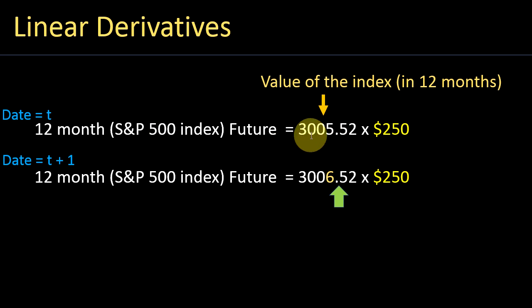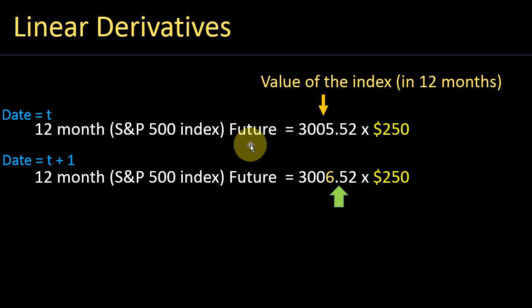Let's assume we have entered into the contract somewhere in January to purchase the 12-month futures index. So that's in December. So the value of the futures contract is simply the value of the index in 12 months' time. Let's assume that it is 3005.52 multiplied by $250. So that's the value of the futures contract.